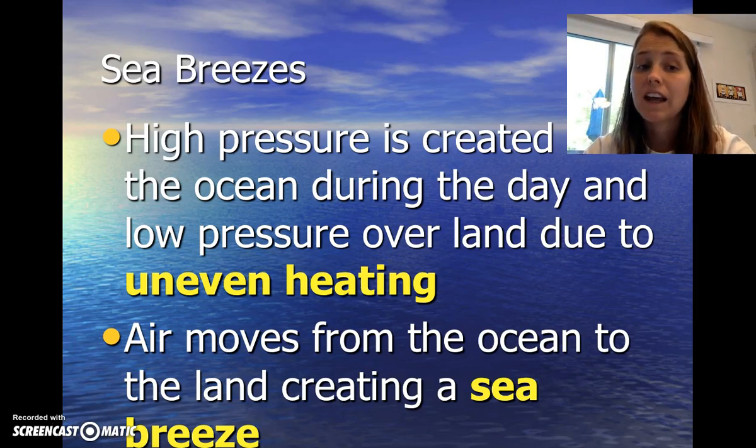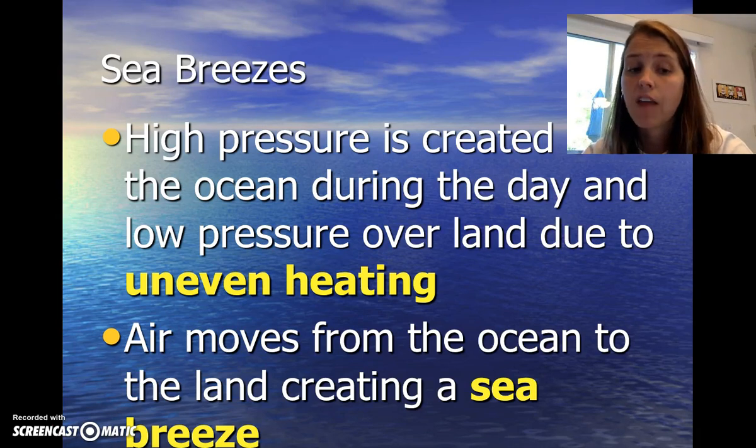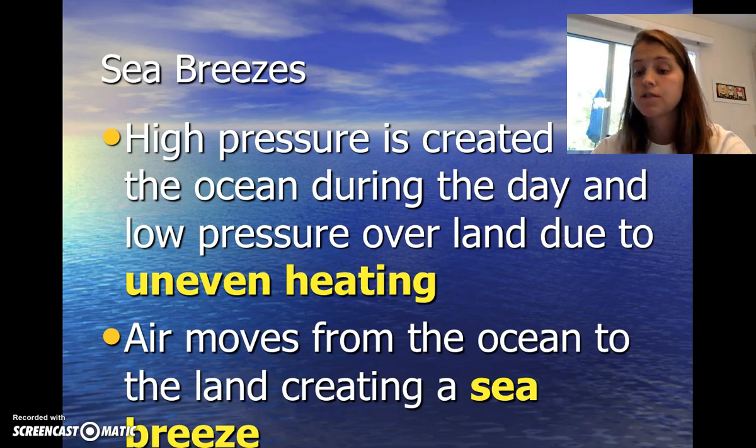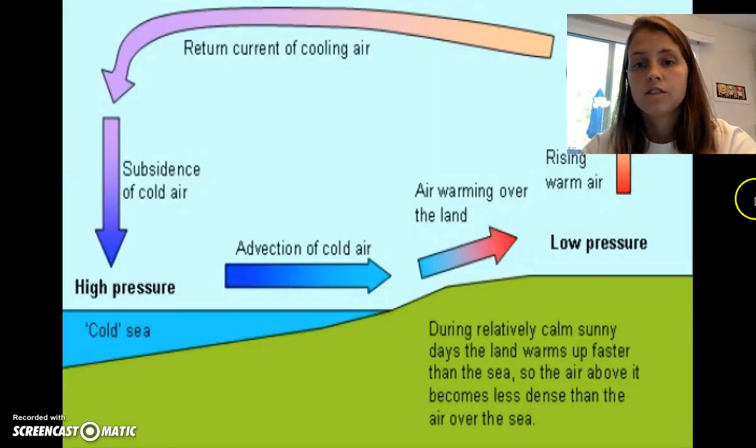So you get an uneven heating. And because of that, the air above the ocean is colder, because it's not being heated as well, or has higher pressure than the air over the land, which has been heated really well all day long. And so you have low pressure. And because of this uneven heating, the air moves from the ocean to the land, creating a sea breeze. So the air is going to move from the area of high pressure to the area of low pressure, and that means from the ocean or the body of water to the beach or the land, creating a sea breeze.